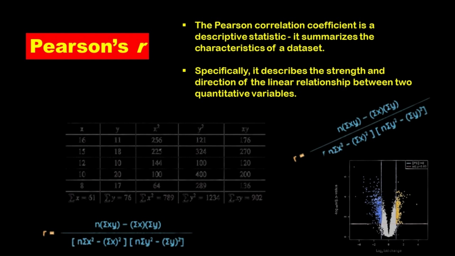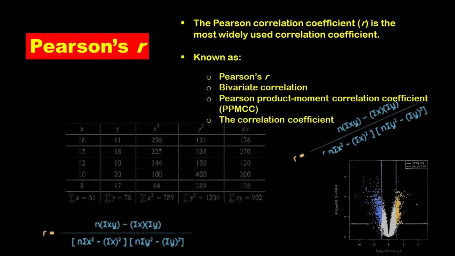It summarizes the characteristics of a data set. Specifically, it describes the strength and direction of the linear relationship between two quantitative variables. The Pearson correlation coefficient R is the most widely used correlation coefficient, also known as first, Pearson's R, second, bivariate correlation, third, Pearson product moment correlation coefficient, and lastly, the correlation coefficient.